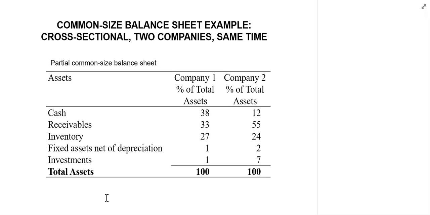Another issue that is highlighted by the comparison in this case is the relatively high percentage of receivables in company 2's assets. This may be indicating a greater proportion of credit sales, overall changes in asset composition, or lower credit or collection standards, or aggressive accounting policies such as revenue recognition.